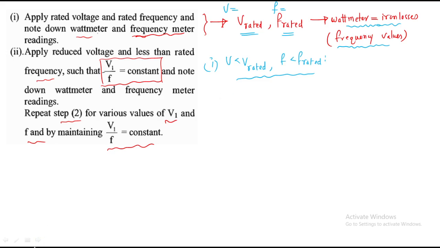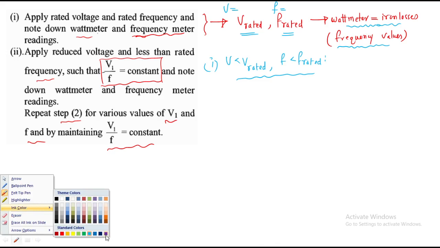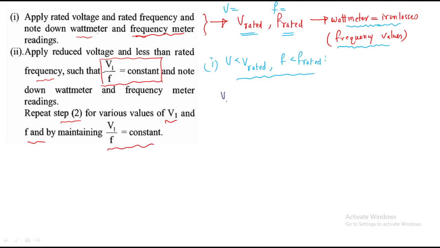That is, let us take an example. The voltage should be V by 2 and the frequency F by 2, right? For this case, what is V by F? V by 2 divided by F by 2 should be equal to what? V by F, which is equal to constant, right?